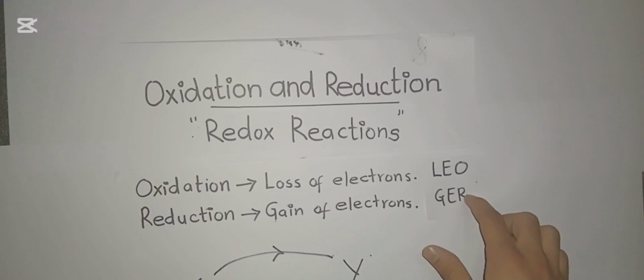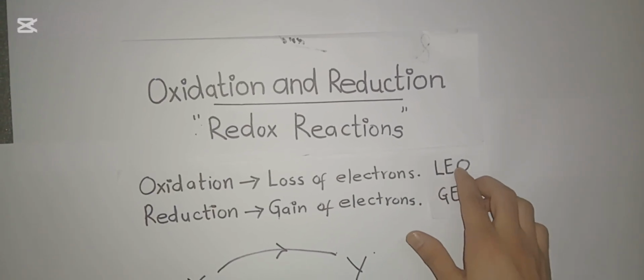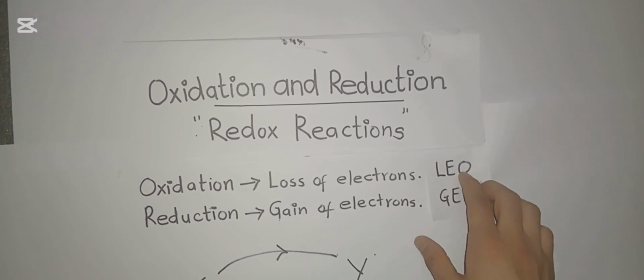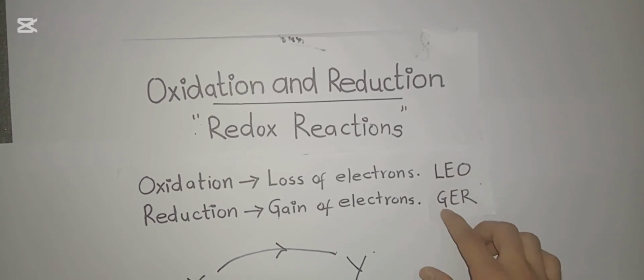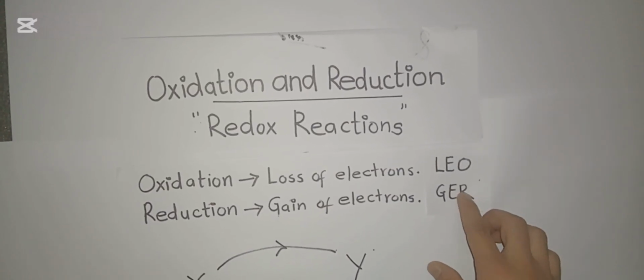LEO says GER. Here, LEO means loss of electrons is oxidation, and GER means gain of electrons is reduction. This is the mnemonic to remember this definition.